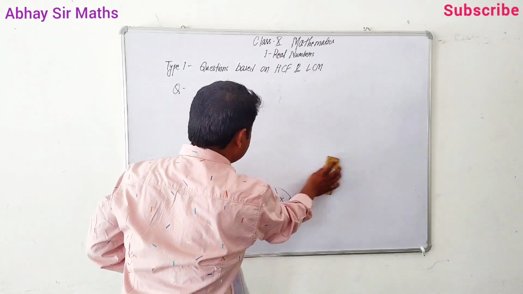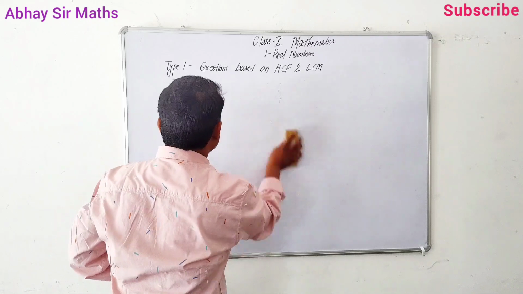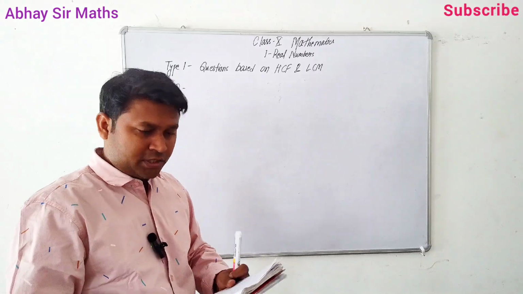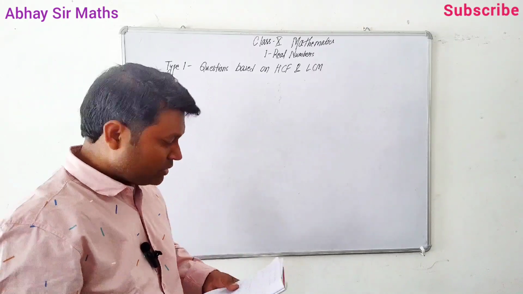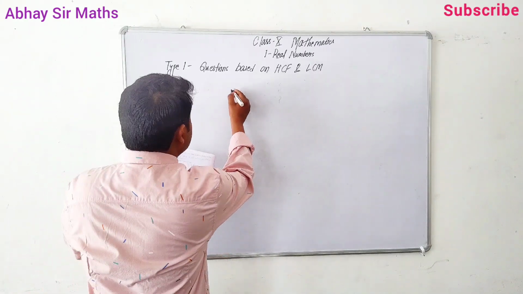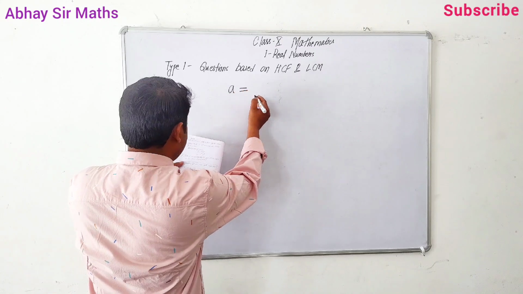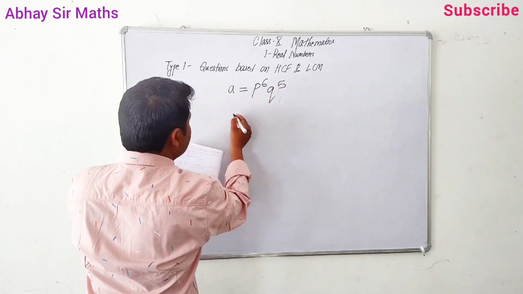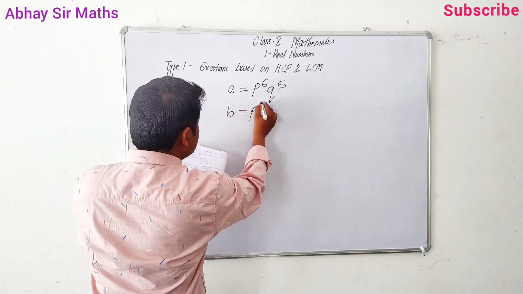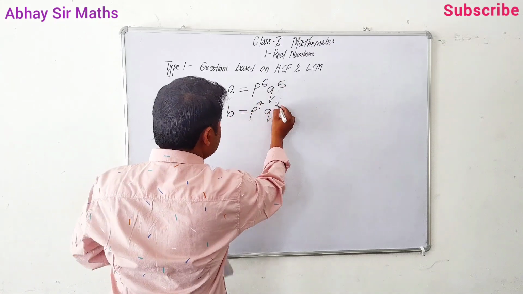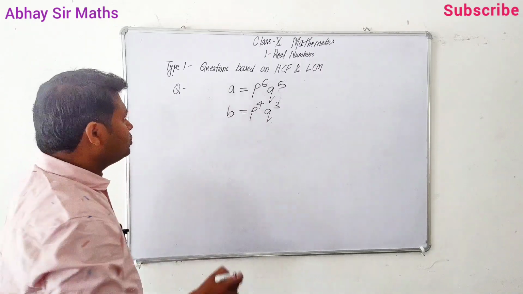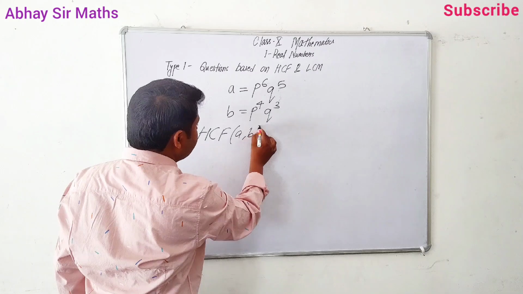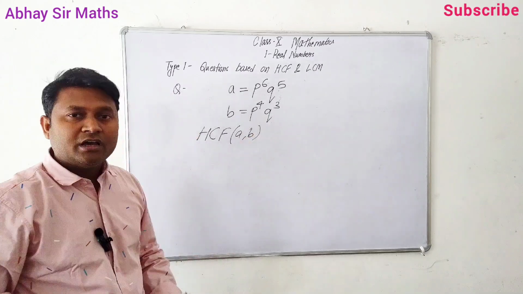Students, currently we are dealing with questions based on HCF and LCM, and slowly we will increase our level. So next question that comes is, if A is written like P to the power 6, Q to the power 5, and B is P to the power 4, Q to the power 3, and you are asked to find HCF of A and B, then how to find?